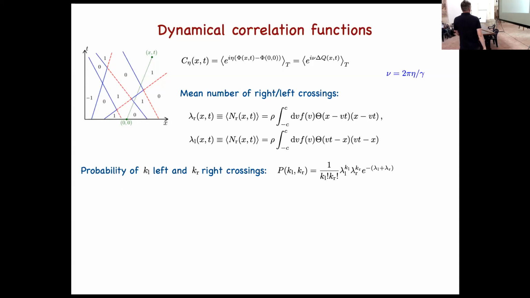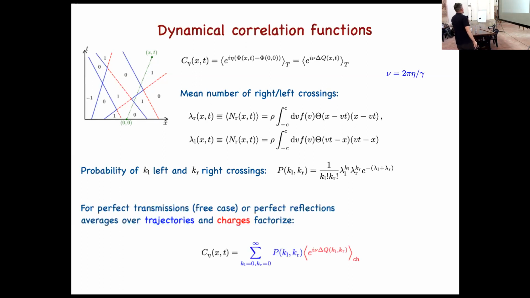And okay, let me speed up here. So this is a very simple calculation of elementary geometry and probability. This is a Poisson process because these trajectories are independent of each other. And the point in this calculation is that if we have perfect reflection, like the original method of Sajdev, or we have the free case, then there's a factorization in this average, because the charge average will only depend on this number of solitons coming from the left or from the right. You will see what I mean by that in a minute.